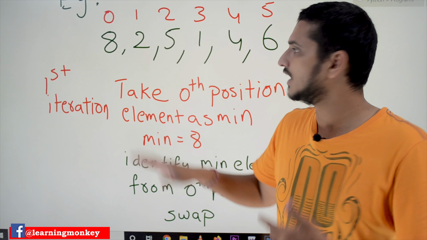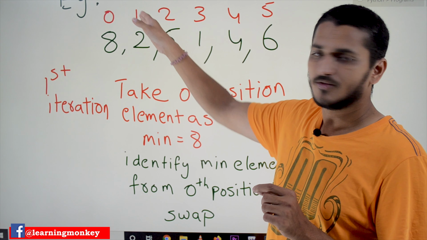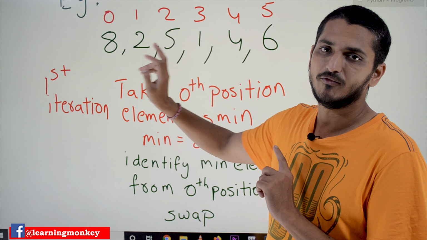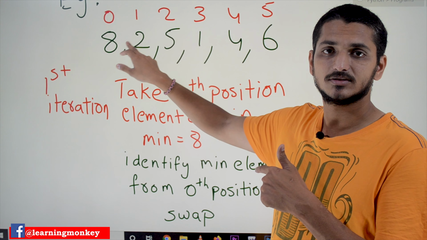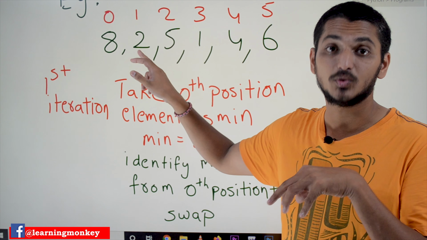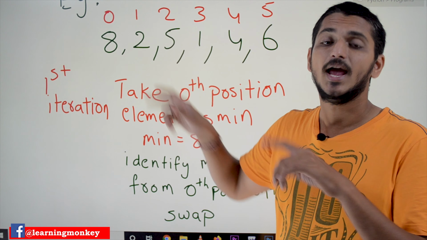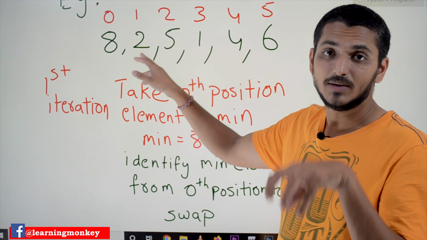How do we do that? The 0th position element is considered as the minimum element. Then go to the first position. The first position element is compared with the minimum value. Minimum is equal to 8. So is 2 less than 8? Yes. Now change the minimum to 2 and maintain this position. We need the position also, because at the end we will swap the elements. Now the minimum element is 2.